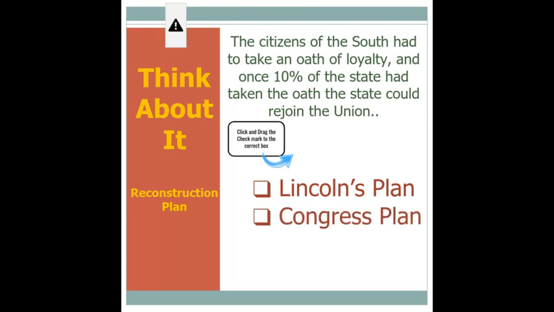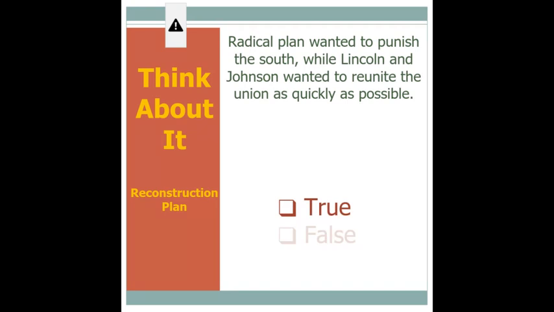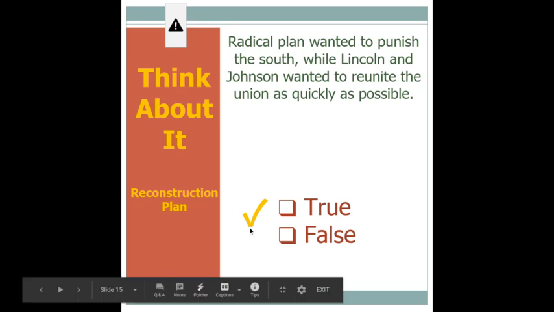So the citizens of the South had to take an oath of loyalty, and once 10% of the state had taken the oath, the state could rejoin the Union. Okay, now look, there's a check mark. You're going to use this check mark and double click it over the correct answer. So you're going to drag it and put it over. Yeah, it's Lincoln's plan. It's the most lenient. Okay. Then the next is the radical Republican plan wanted to punish the South, while Lincoln and Johnson wanted to reunite the Union as quickly as possible. Absolutely, that's true. So you're going to click and drag that arrow right here.